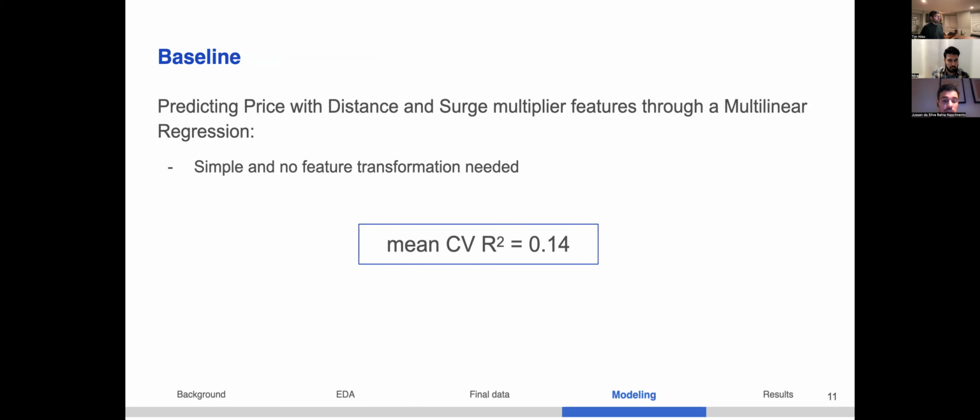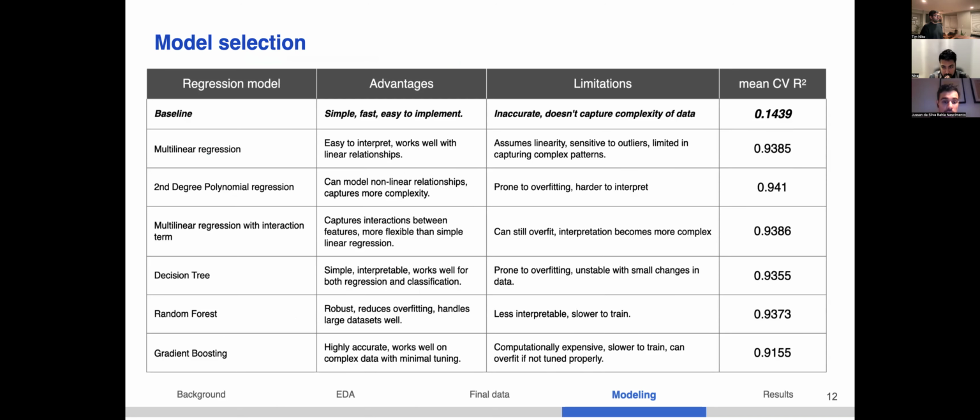For our baseline model, we chose predicting price with the most correlated numerical features, distance and surge multiplier, through multilinear regression that's very easy to interpret and no feature transformation needed. We then obtain a CV R-squared of around 0.40. From the baseline, we improved the model's complexity step by step.